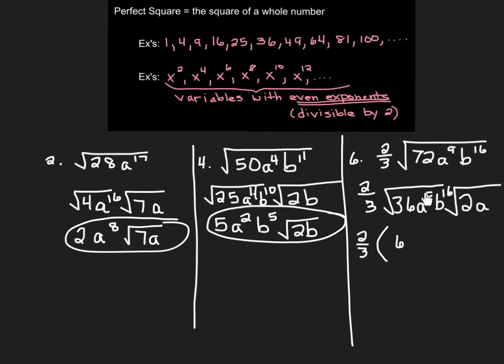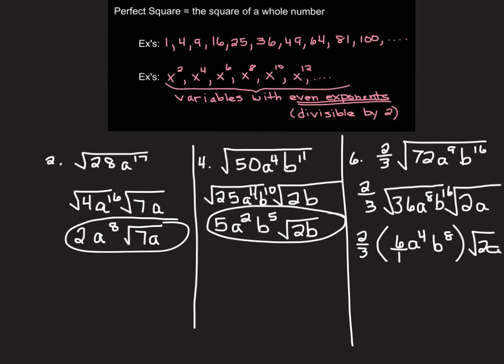The square root of a to the 8th, just cut the exponent in half, is a to the 4th. And the square root of b to the 16th is b to the 8th. And I'm going to bring down that radical 2a. Now the only other thing I want to do is I want to multiply 2/3 times what I have in here. Now isn't 6 the same thing as 6 over 1? Okay, so if we want to multiply these, you could do it a couple different ways. I'm just going to multiply the numerators and then multiply the denominators and divide.